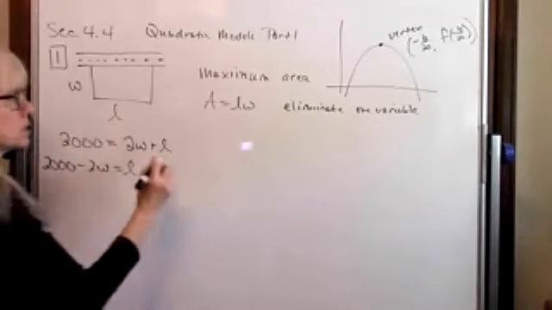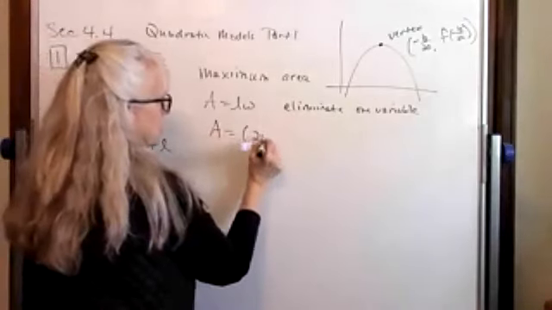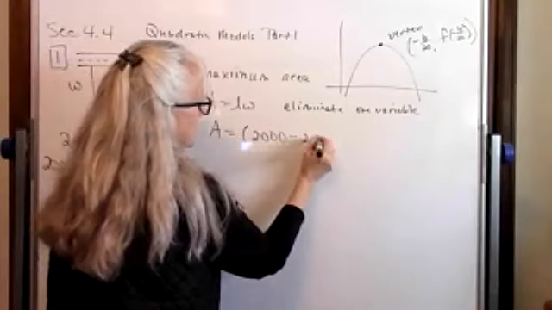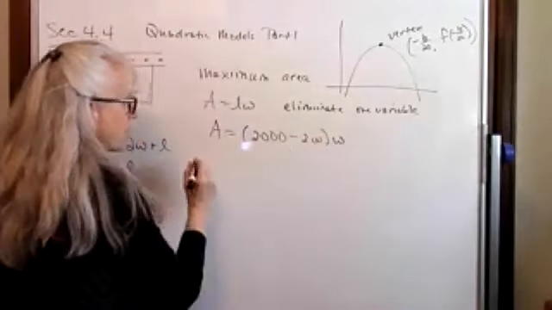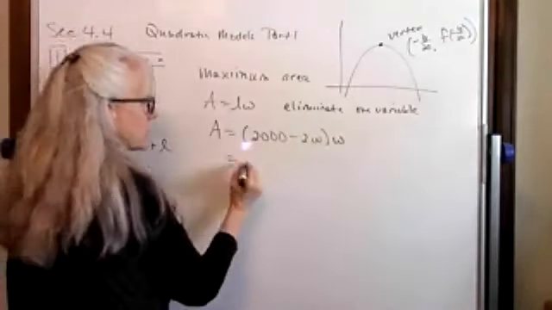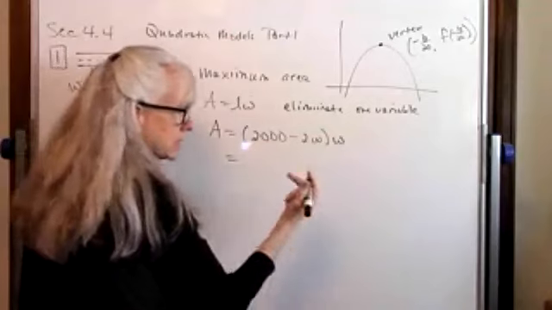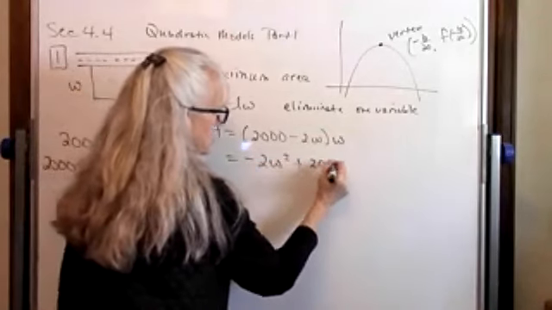And now we can substitute. So A is equal to that L, which was 2,000 minus 2W, and we're going to multiply that by the extra W. So all we did was replace L. And now we have a function in terms of W. Let's distribute that W in. I'm going to go ahead and rearrange it into descending order while I'm doing it. So negative 2W squared plus 2,000W.